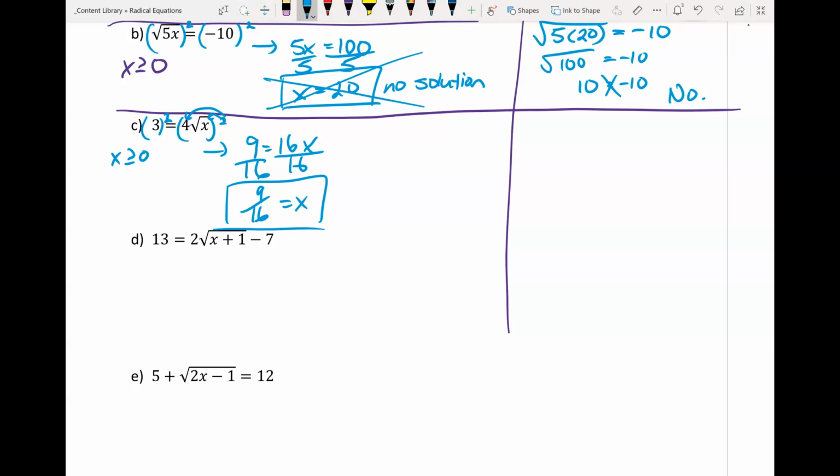Again, we need to verify this to make sure this is true. Okay, so I'm going to plug 9 over 16 into our original equation.